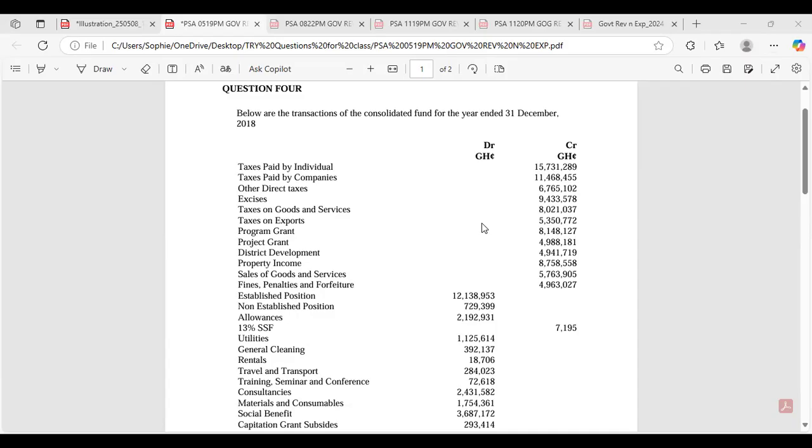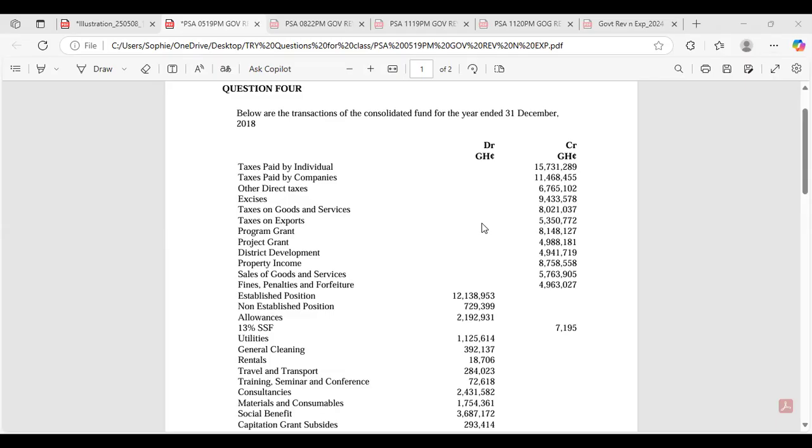So somebody should read the question. When you get to the trial balance, just read the items. Don't mention the figures. Okay. So we have below the transactions of the consolidated fund for the year ended 31st December 2018.